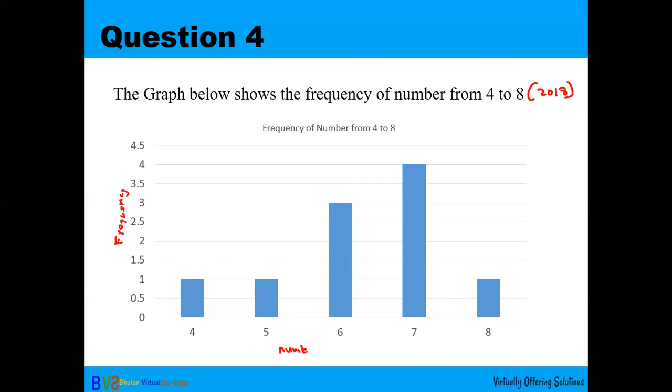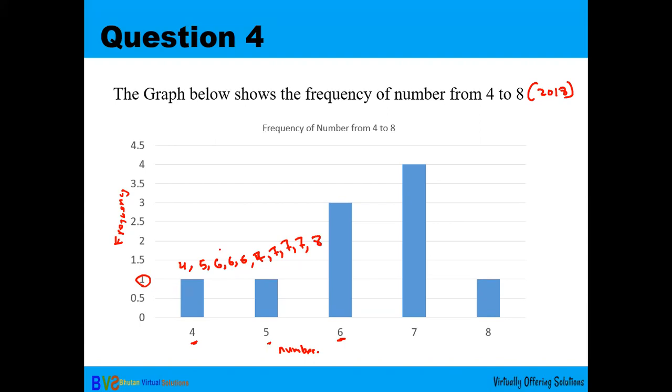This is the number. What does it mean? Number 4 is repeating only one time. Number 5 is also repeating only once, right? What about number 6? Number 6 is repeating 3 times: 6, 6, 6. What about number 7? It is repeating 4 times. What about number 8? It is repeating only once.